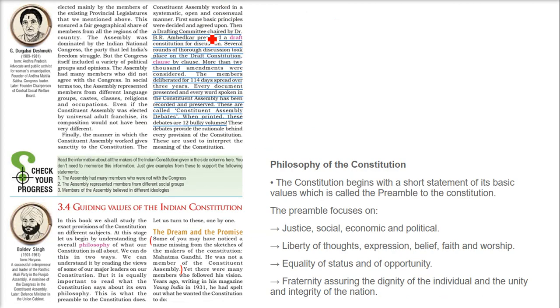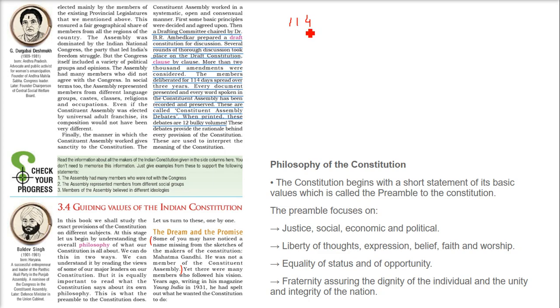And then we talked about the drafting committee, which was chaired by Dr. B.R. Ambedkar. They prepared a draft constitution, and there were also discussions of several rounds. This was the draft constitution, and discussion was taken. And after this discussion, 2000 amendments or changes were done. So 114 days it took.